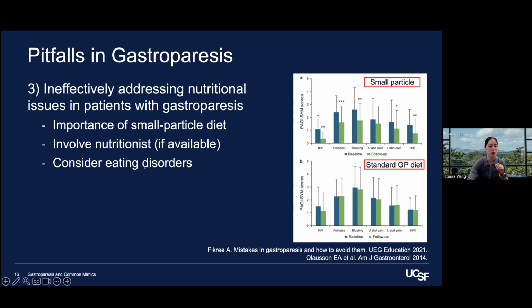Also keep in mind that some patients with avoidant restrictive food intake disorder symptoms can have very similar symptoms to patients with gastroparesis, and consider whether there may be an underlying eating disorder at play here too.